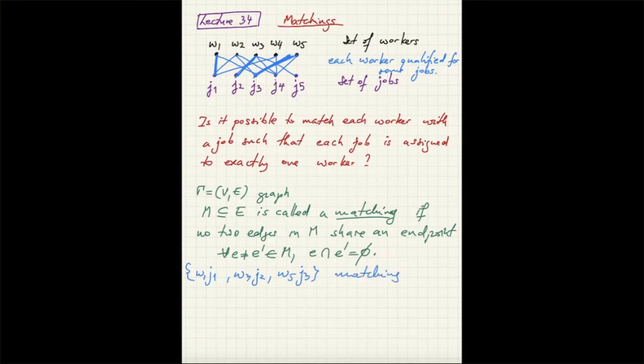This is a matching. But if I look at the edges W1, J1, let's say W2, J4, and W3, J4, this is not a matching, because we have this J4, which is contained in 2 edges. Okay, so that's the notion of a matching.